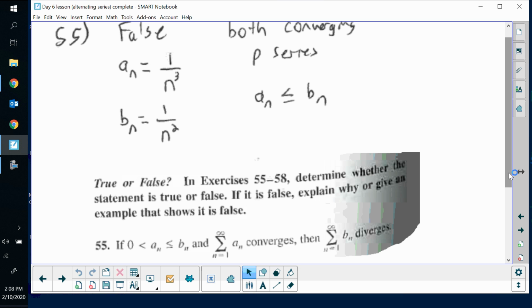So the example I gave was 1 over n squared and 1 over n cubed. 1 over n cubed is always going to be smaller than 1 over n squared. 1 over n cubed converges, p-series, where p is greater than 1. And then b of n, 1 over n squared, also converges by the same reasoning. So you could have had different counterexamples here, but everyone should hopefully have said false.